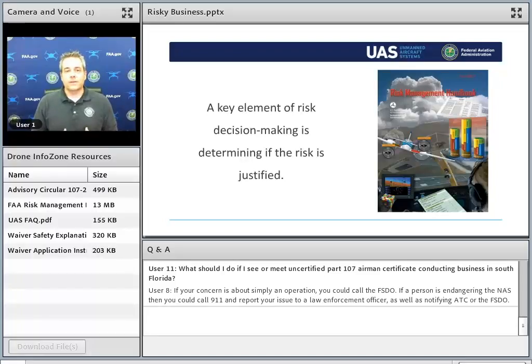So a key element to risk decision making, no matter whether it's a waiver application or you're about to go fly a mission this afternoon, is determining if the risk is justified.